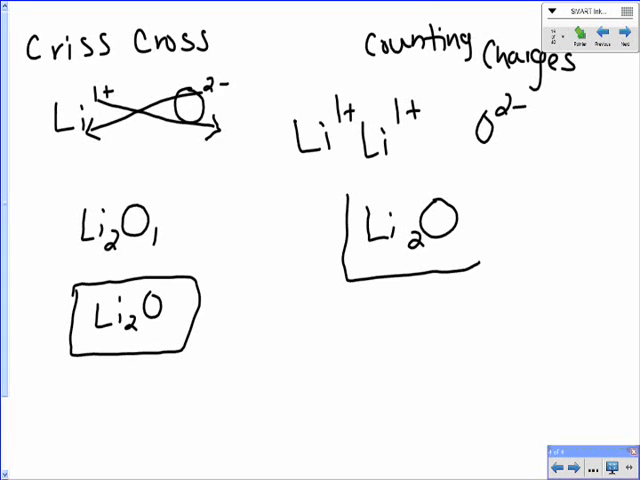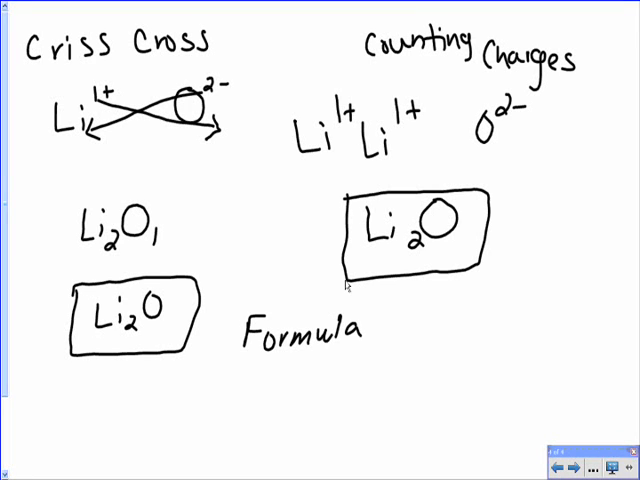You can use either one of these methods that you would like. It does not matter to me. You choose what best fits you. All right, and just a reminder, these are the formulas for this compound, okay?